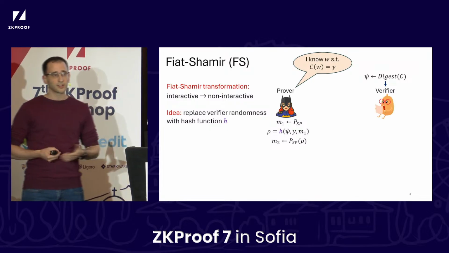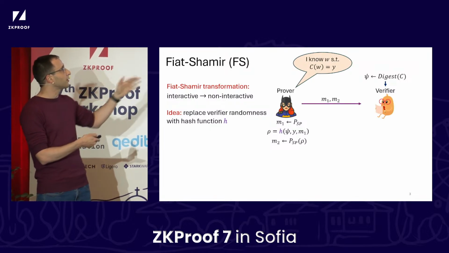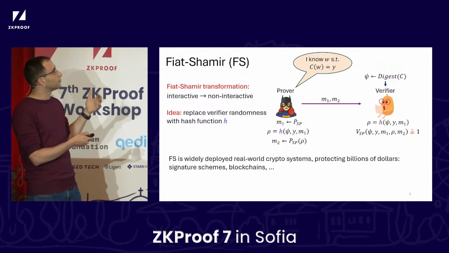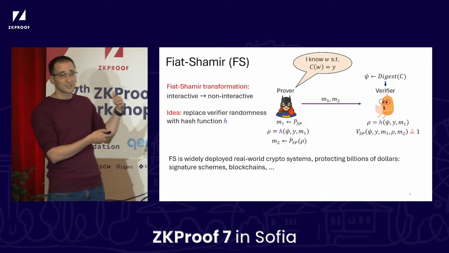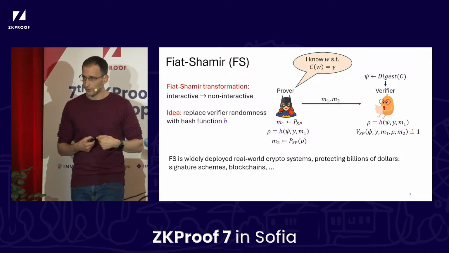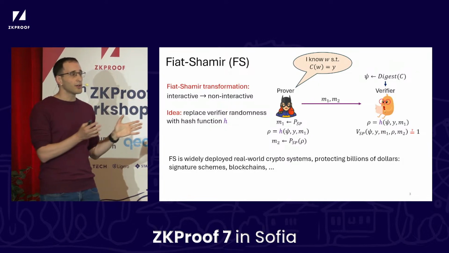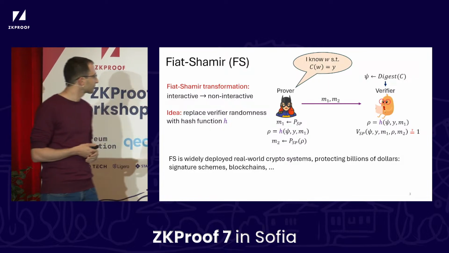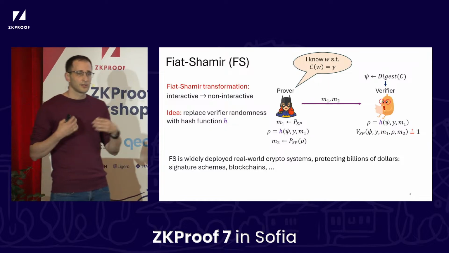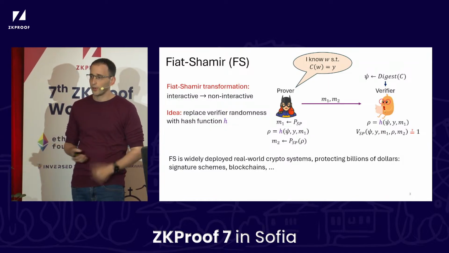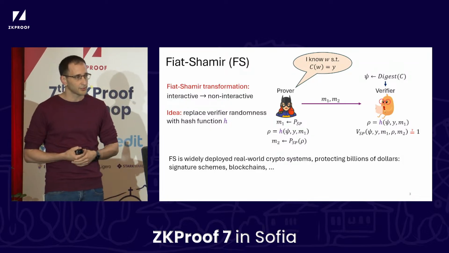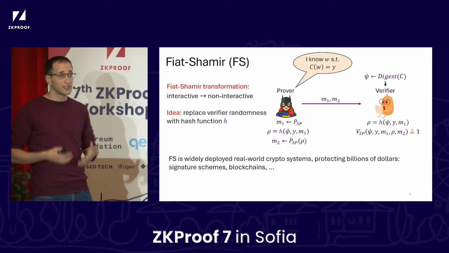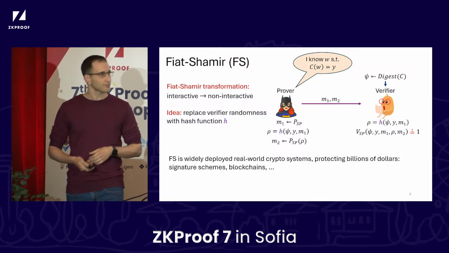Now that it has rho, it can derive the second message M2 and just send all of this in one shot to the verifier. What does the verifier do? Well, it derives the same randomness rho and then runs the exact same decision algorithm that it had before. So this is how I compile Sigma protocols with the Fiat-Shamir transformation. As you all know, this transformation is well deployed in practice and is currently protecting billions of dollars in signature schemes, snarks, blockchains, and more. And we really need to study the security of this transformation.